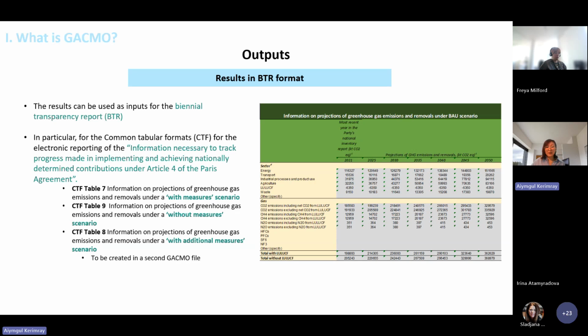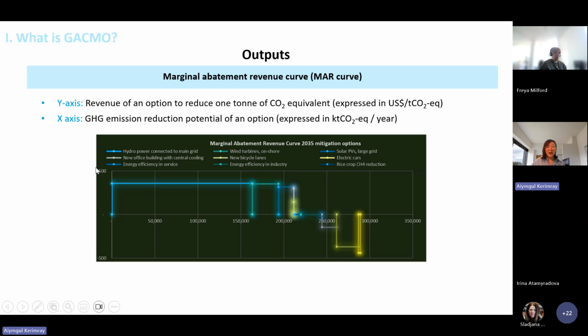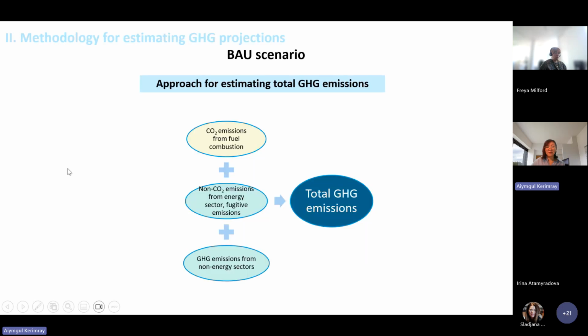But a disadvantage of the GASMO tool is that F-gases are not projected, so only 3 gases are projected: CO2, CH4, and N2O. It doesn't provide projections for F-gases. And one of the key outputs of the GASMO tool is the marginal abatement cost curve. So the marginal abatement cost curve helps us to prioritize mitigation options in terms of abatement cost and emission reduction potential.